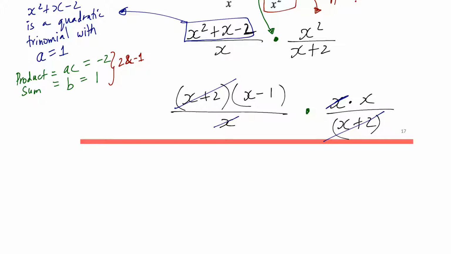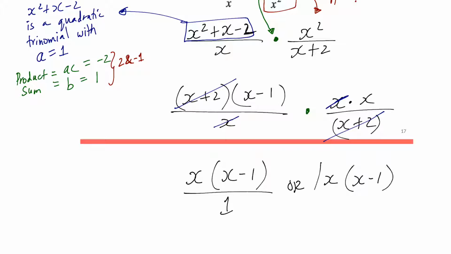And the final step would be to just clean this up a little bit. Numerator times numerator, denominator times denominator. At the top we have x minus 1 times x, so it's better to write the x first and then x minus 1. At the bottom, what do we have? Just 1. There's a 1 over here, there's a 1 over here. So you could say it's over 1, or you could just say the answer is x times x minus 1.